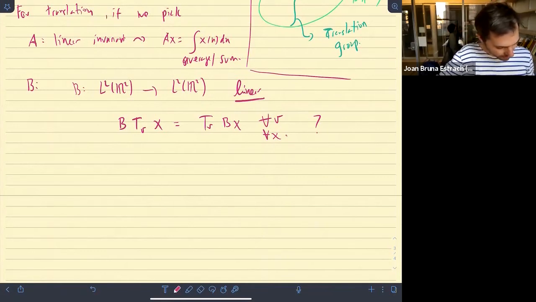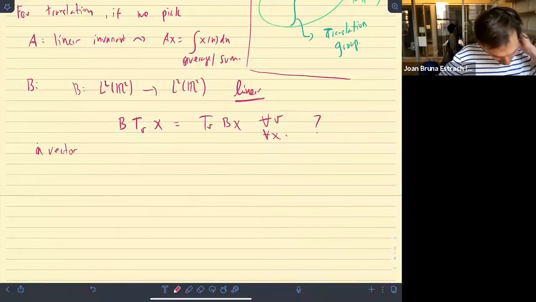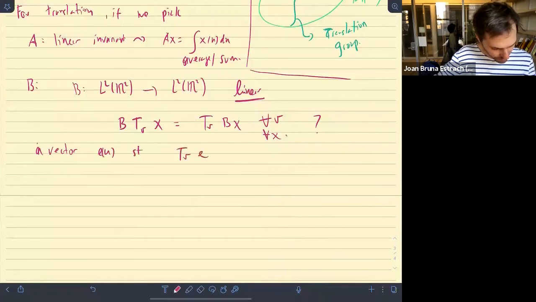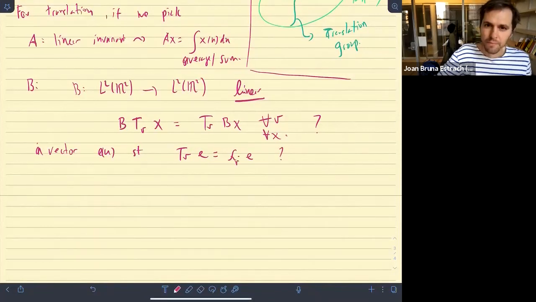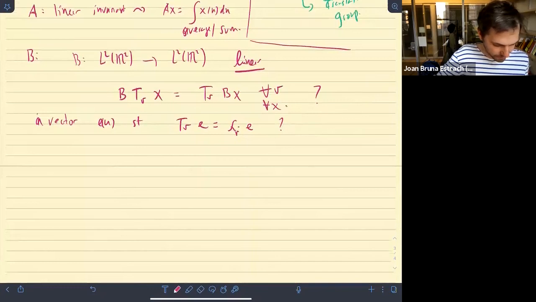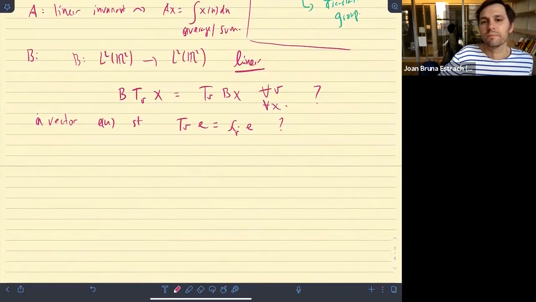So what is a vector, let's call it E of U, such that translating this vector gives me something that is proportional to the vector? Anyone? Let's try to visualize. This is conceptually important.